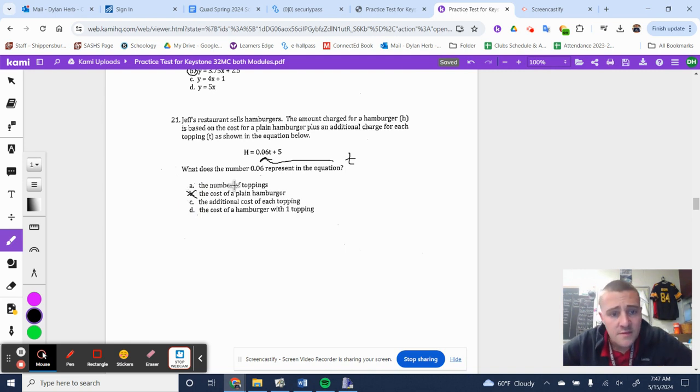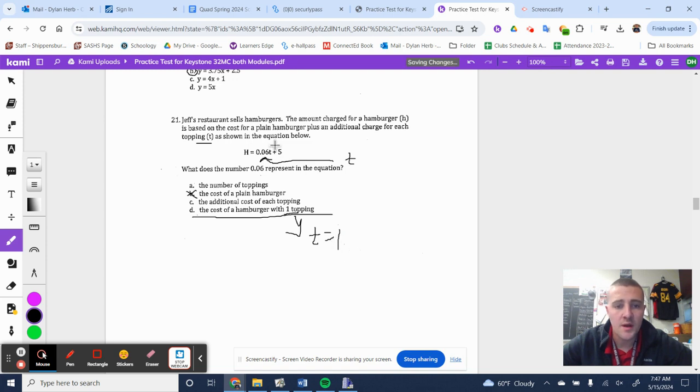So it's either the number of toppings, the additional cost of a topping, or the cost of a hamburger with one topping. So again, T stands for the number of toppings. So if I'm looking at answer D and it says one topping, that one topping means that T is 1.